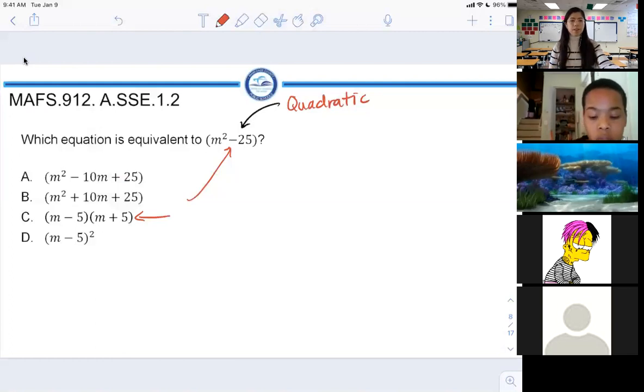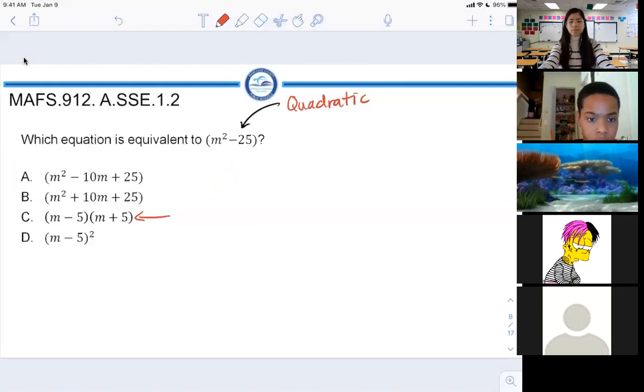We already have some guesses going on here, but we can't just guess. We have to check. Oh, I think it is C. Never mind, because if you do m times n is m squared, m times 5m, and then negative 5 times n is negative 5. So those will cross out, and then you just have the negative 5 and the 5. That's 25.